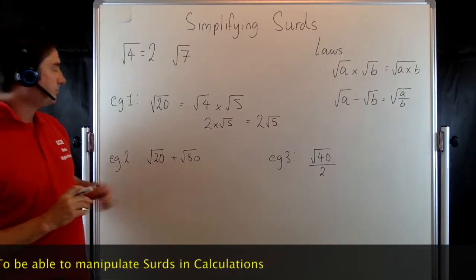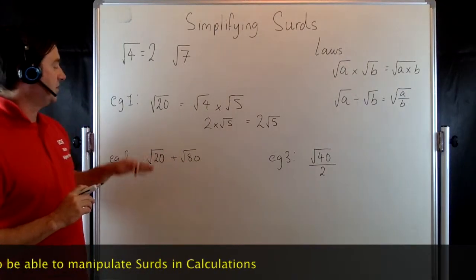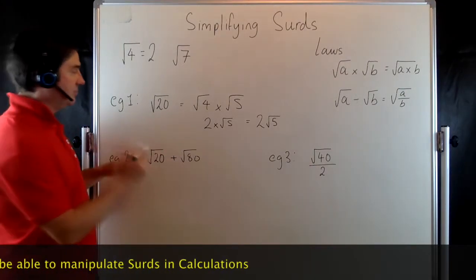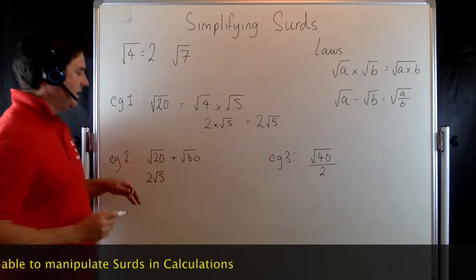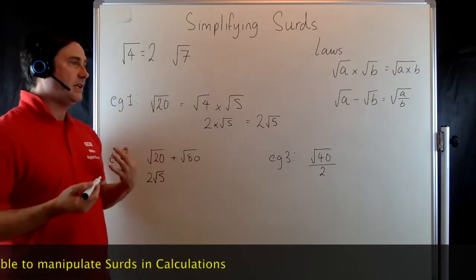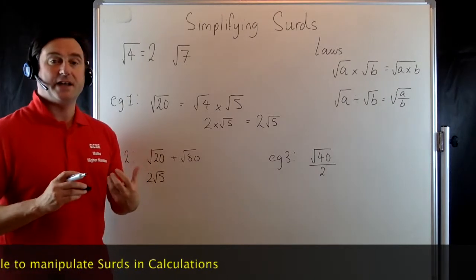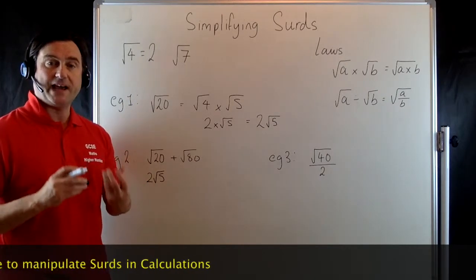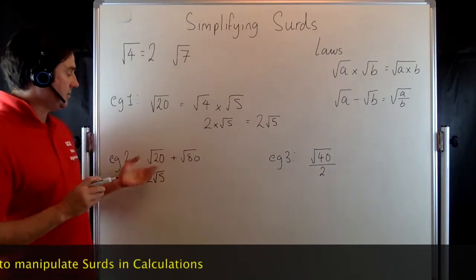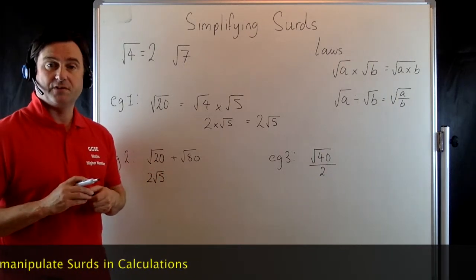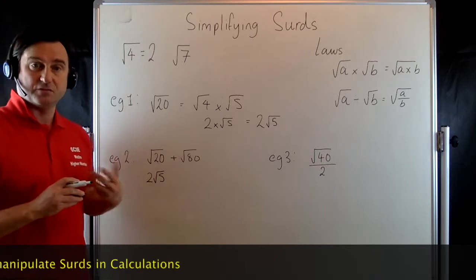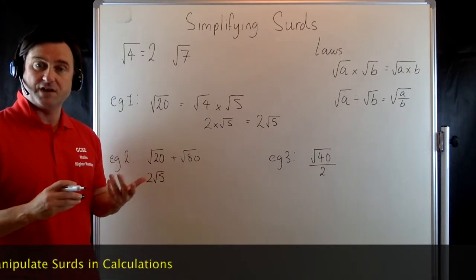Example 2. We already know from the first example that root 20 can be simplified to 2 root 5. Now, like in algebra where you cannot add an x to a y, but you can add an x to an x, it's the same with roots. We couldn't add a root 5 to a root 7, but we could add a root 5 to a root 5 to give us 2 root 5.